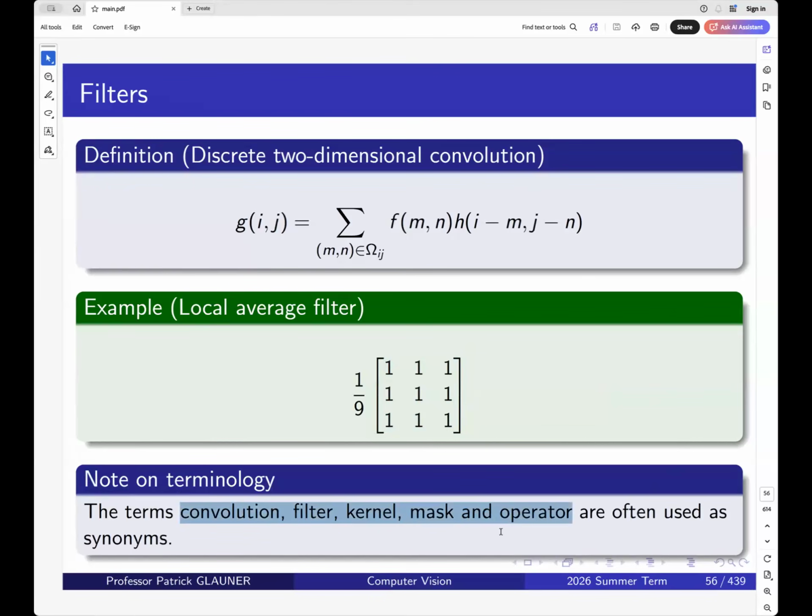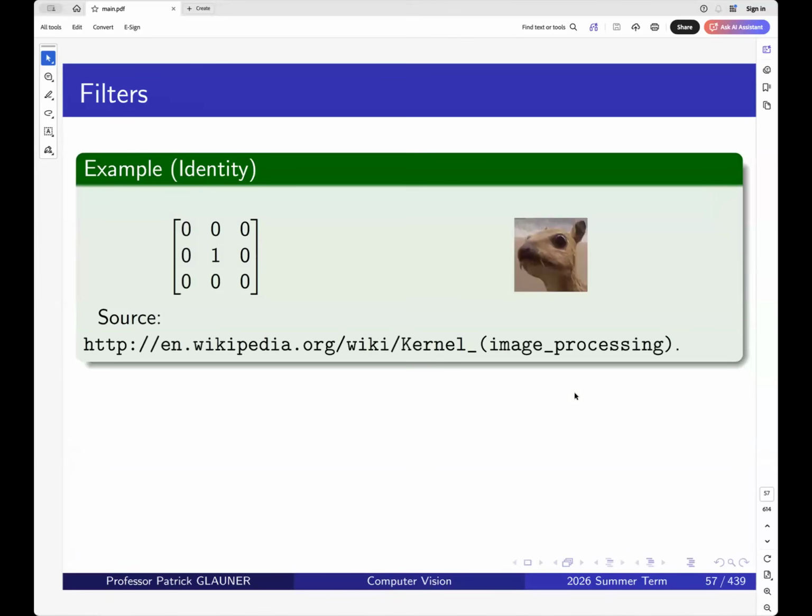I'd be happy if I was using the one term all the time, but probably not. And the literature is also highly distinct. But all of these five terms are synonyms for now, at least the way we use them. And there are lots of different filters. You see, the Wikipedia page is not called filter, but it's called kernel, because we can also call this a kernel, an operator, a filter, a mask, a convolution.